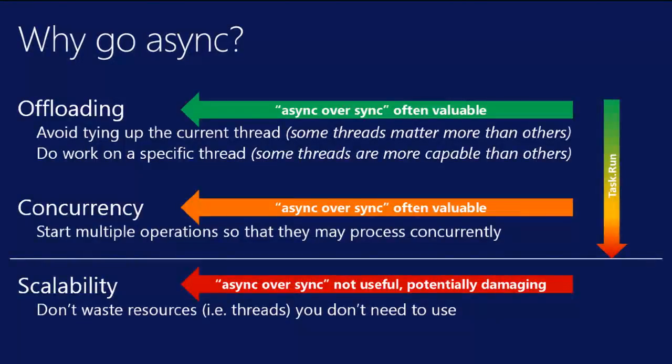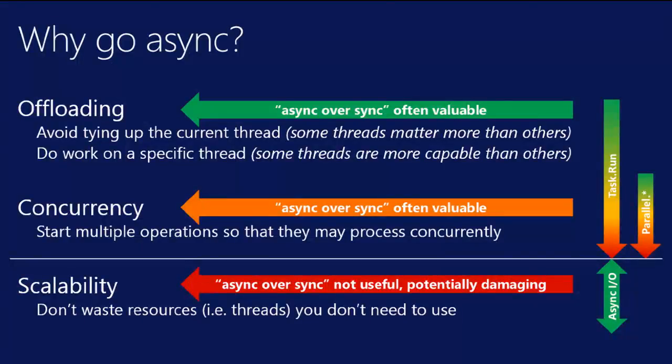And so you want to think about these different APIs that you can call here. So task.run, great for offloading. That's basically what it's for. Sometimes great for concurrency, right? And parallel.for, that's something that you can use for this kind of concurrent work when you're doing a bunch of concurrent CPU-bound, heavy-lifting kind of processing work. But you don't want to use it when you're doing I/O-bound work. At the same time, both task.run and parallel.for are not useful when you're looking for scalability.